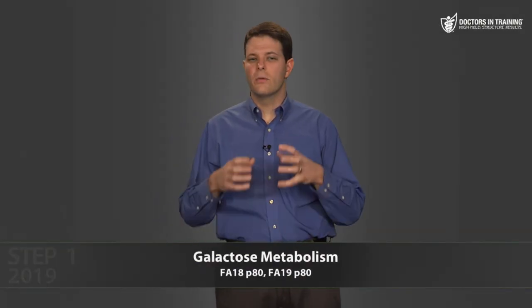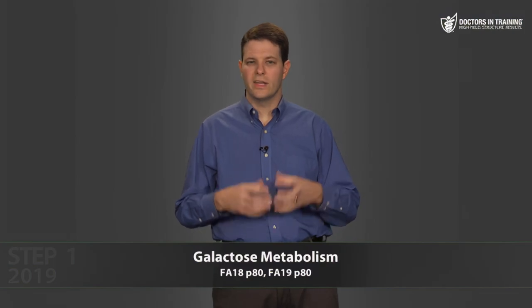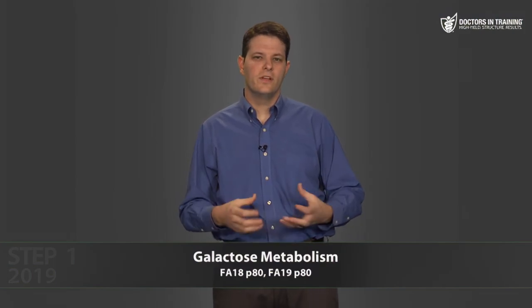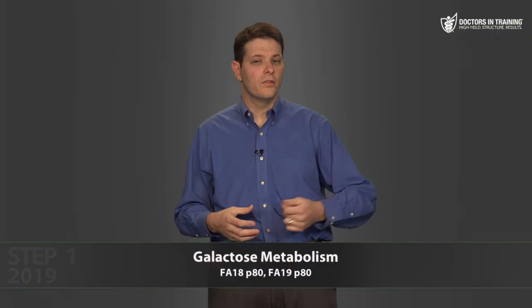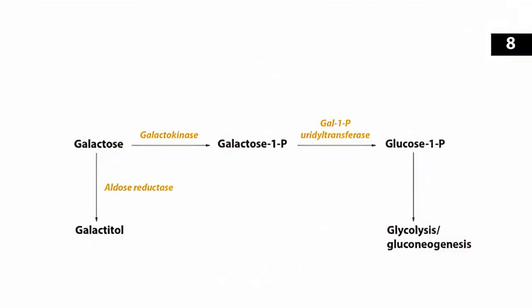Next, let's talk about galactose. So galactose is another monomer sugar that your body can use, like glucose or fructose. And deficiencies in the metabolism of galactose can also cause problems. Now again, don't memorize this pathway, but I do want you to know two disorders of galactose metabolism and the enzymes associated with them. The first is galactokinase deficiency. So galactokinase deficiency is due to a deficiency of galactokinase.